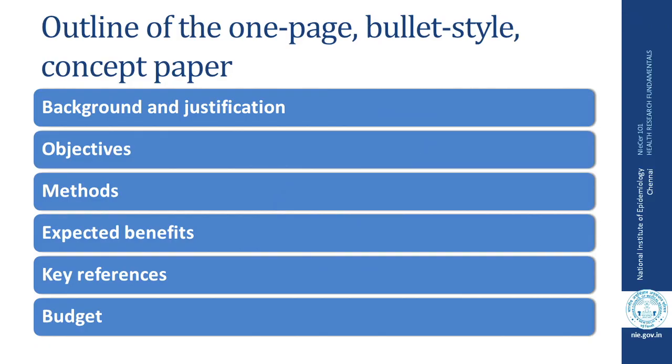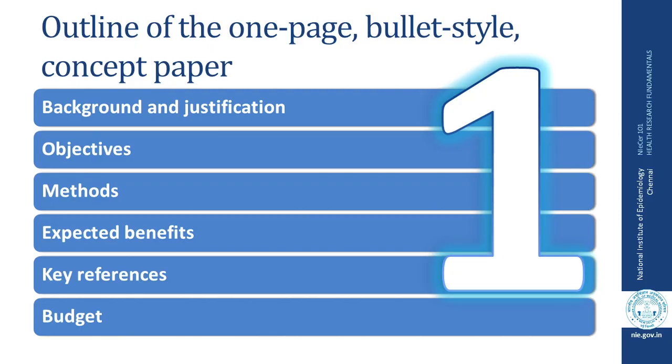I am going to now outline this one page, what it requires in bullet styles in each of the sections of the concept paper. It has these sections, which is essentially, as I said earlier, a miniature of the protocol. It has a section on background and justification, statement of objectives as a separate section, method section, expected benefits, key references and budget. I am going to elaborate on each of these sections.